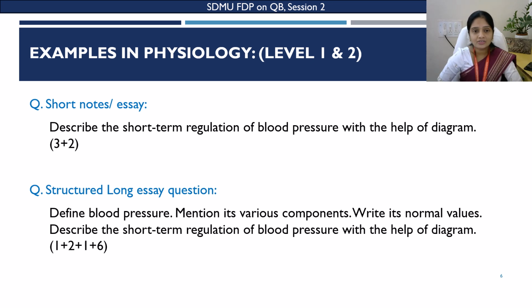So we can see that in the short note or short essay, I have used the verb describe: describe the short-term regulation of blood pressure with the help of a diagram. So this is level 2. Then the structured long essay question: define blood pressure, mention its various components, write its normal values. Up to here, this is level 1 of Bloom's taxonomy and we have already allocated some marks to it. Describe the short-term regulation of blood pressure with the help of a diagram is level 2. So whenever we are framing a structured long essay question, often we can club both level 1 and level 2 questions together.